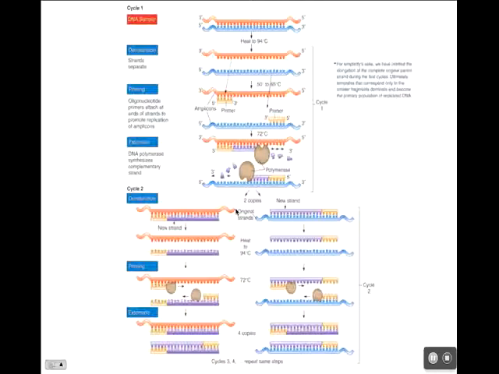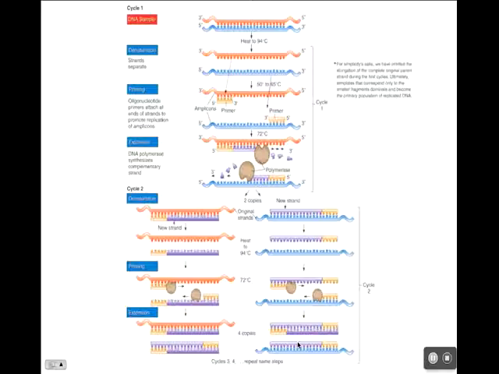Then you go back to 94 to denature. Back to 55 for primers to bind. Back to 72 for extension, copying by polymerase 3. Now you have 8 copies. And over and over and over you go.